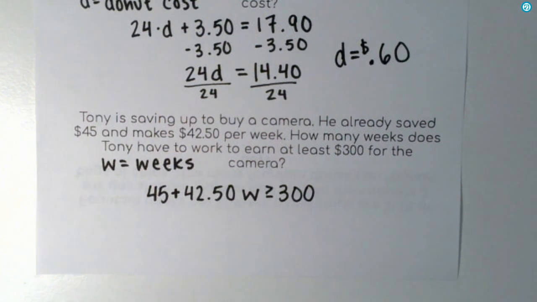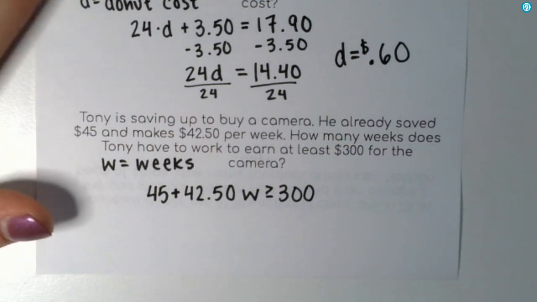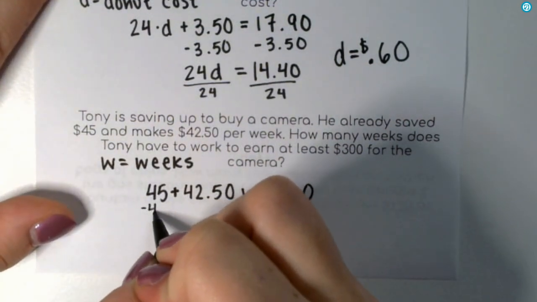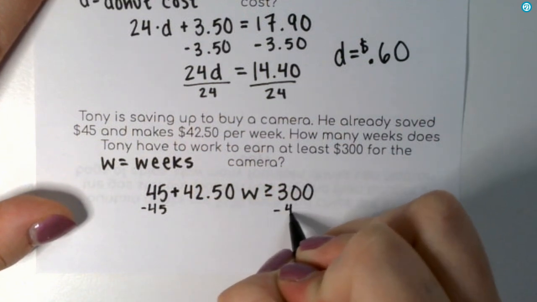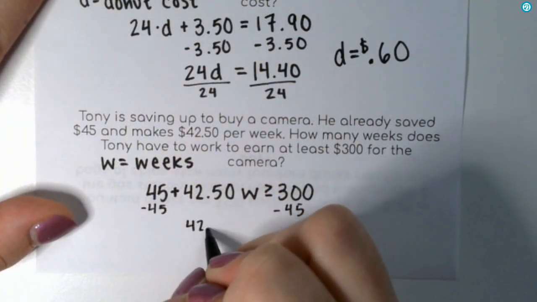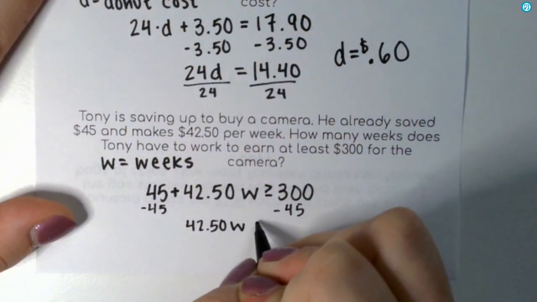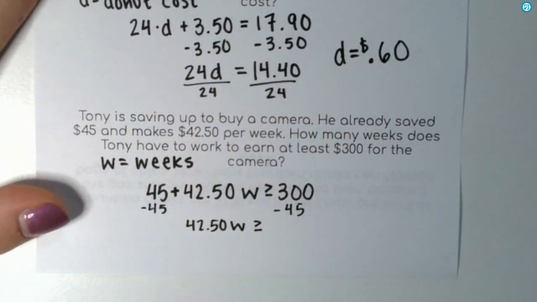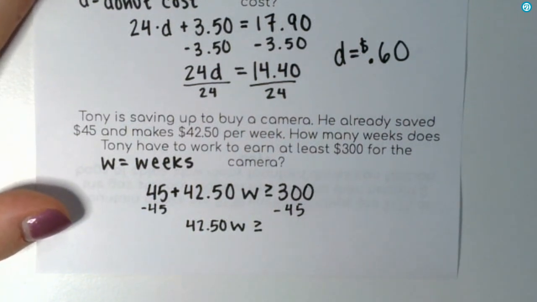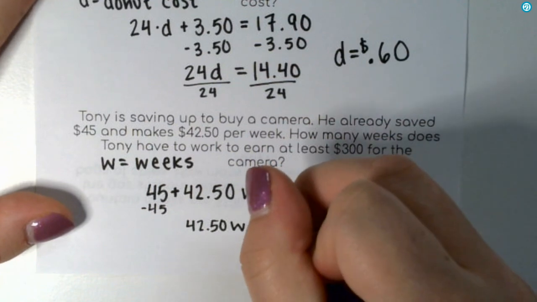Okay. Any questions about writing the inequality? Okay, from there we can solve it then. So we're going to subtract 45 from both sides. You got 42.50 W greater than or equal to 300 minus 45 is 255.